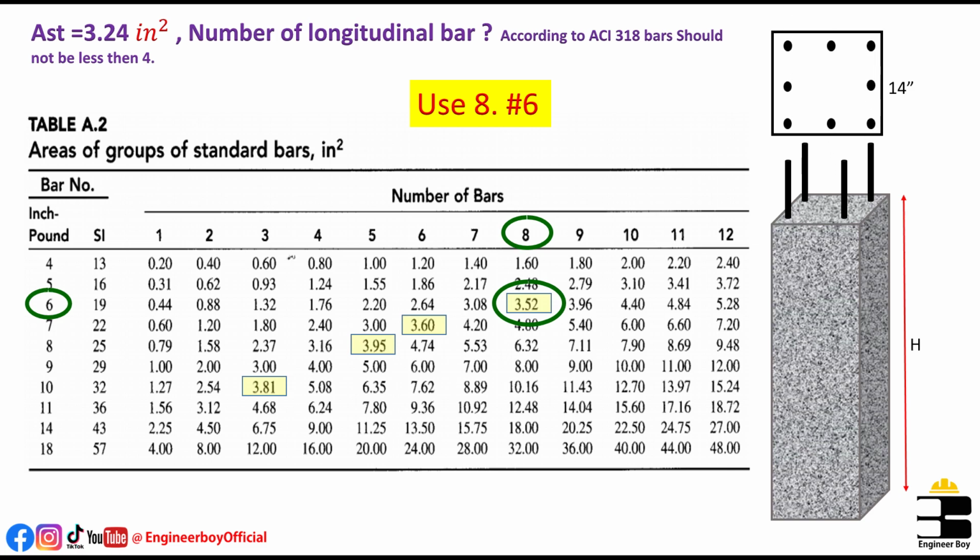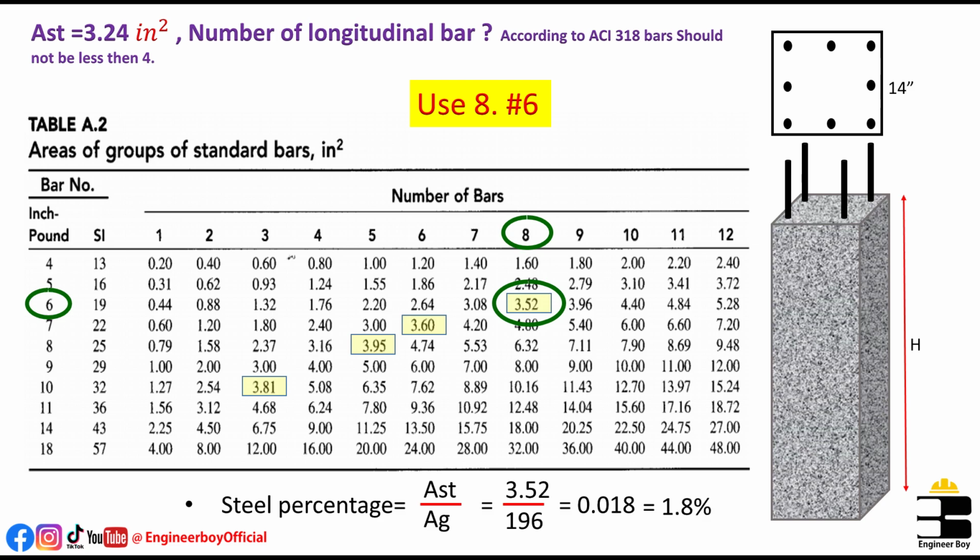You can pattern that like the same thing shown in the diagram. That's so simple. But one thing which should be checked is the percentage of steel, and according to ACI 318 that should be 1 to 8%. So let's check the percentage of steel, that is AST divided by AG. AST has already been decided, which is 3.52, divided by AG, which is 14 times 14 or 196 square inches. That is 0.018, which is 1.8%, more than 1% and less than 8%. So we are okay over here.